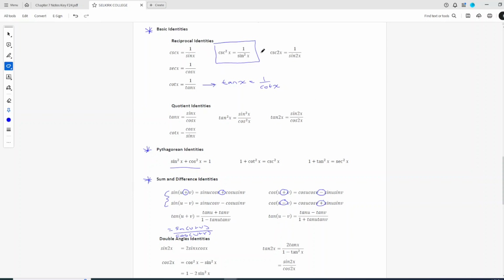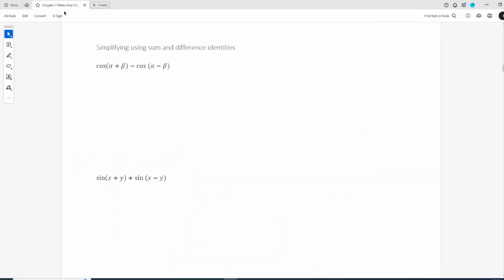It kind of belongs up in the quotient identities. Oh yeah, so maybe put it here. So tan of u plus v could equal the sine of u plus v over the cos of u plus v, right? And same with the negative one as well. All right. What are we going to do with these?